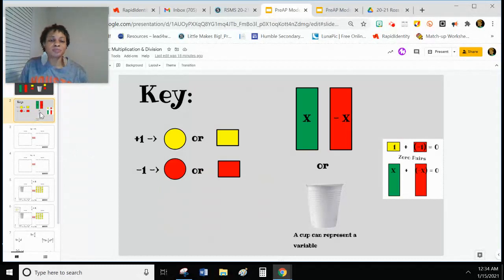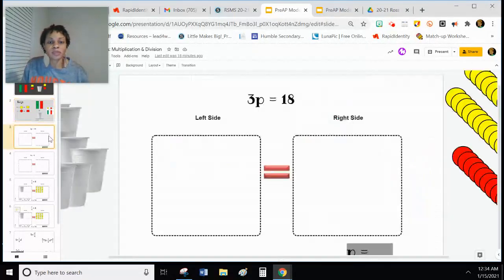Things to remember. Please remember our yellow circle or square represents positive, our red is negative, a green rectangle is positive, a red is negative. Cups represent our variable of X or Y or Z or B as well. And remember, when they are together, yellow and red make a zero pair, or green and red make a zero pair. So we had an example of a multiplication one yesterday, so we're just going to jump right in with what we remember.